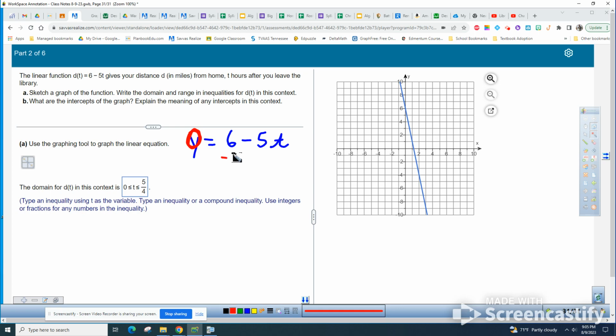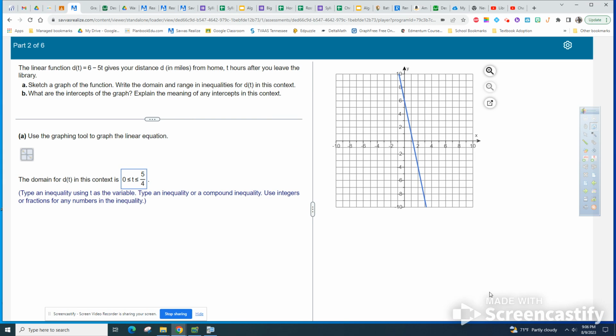We're going to subtract 6 on both sides, so it's going to give us negative 6 equals negative 5t. Oh, okay. Divide by negative 5. So therefore, t equals 6 over 5. So we needed to make this 6 over 5. Let's see if it likes that.